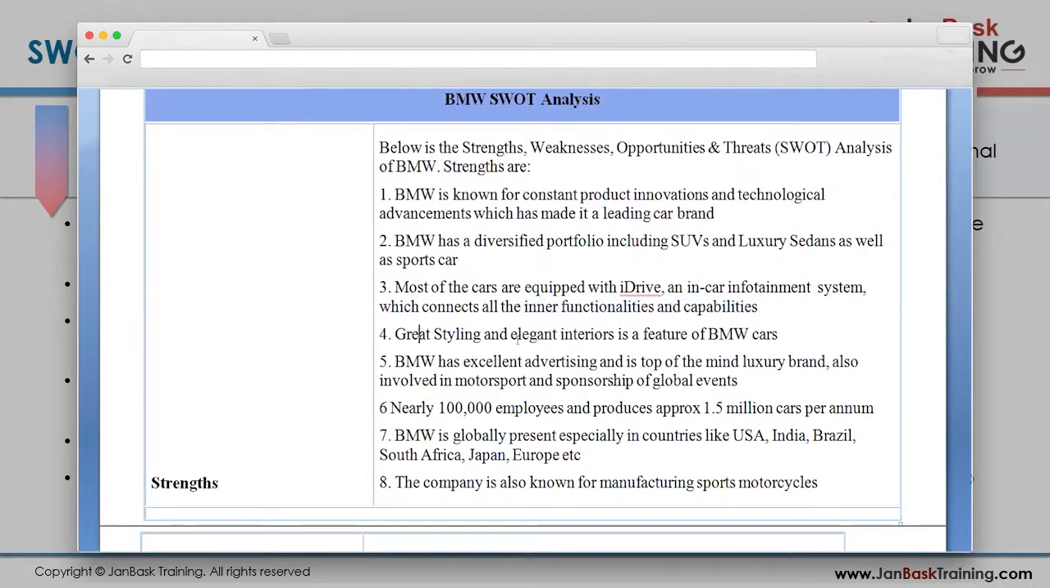They have a great style and elegant interiors that make customers buy the product because of its elegant looks. It's among the excellent brands, and it goes with mid-segment luxury brands involving motorsports, shopping gear, and sponsorship of global events. Close to 1 lakh employees are working with BMW, and approximately 1.5 million cars per annum they are producing.